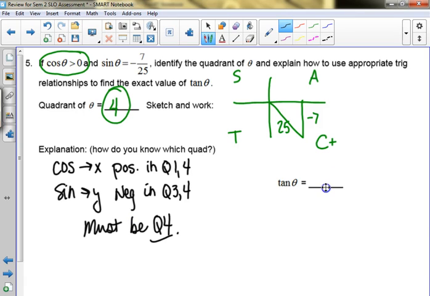Now it does ask for the tangent. How do we find the tangent? 25 squared minus 7 squared, square rooted, is 24. And so tangent is opposite over adjacent. Is that 24 positive or negative? Because I went to the right, yes?